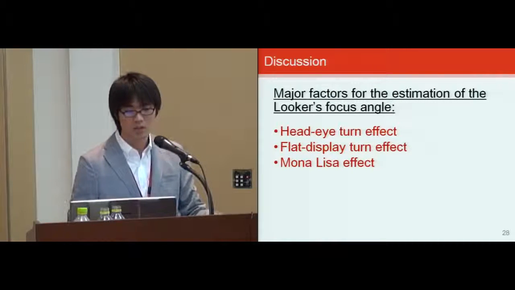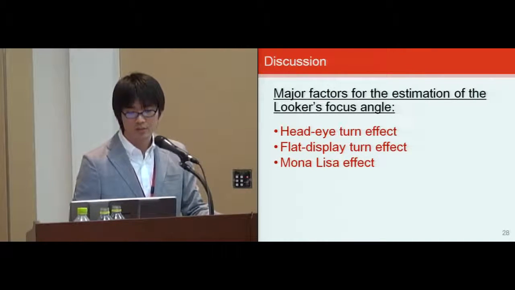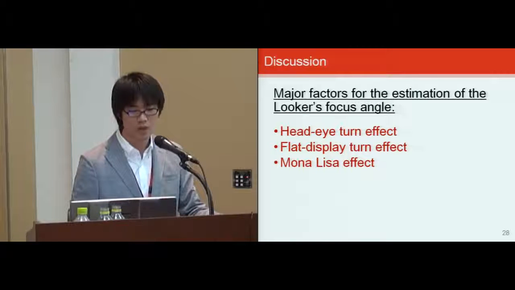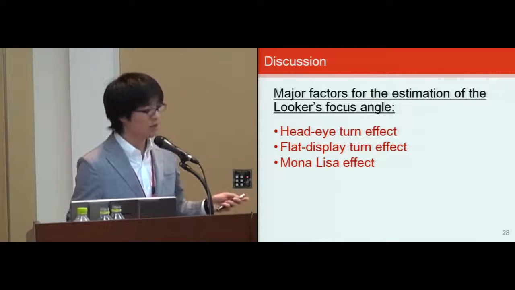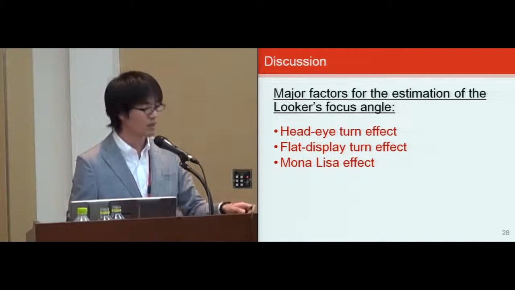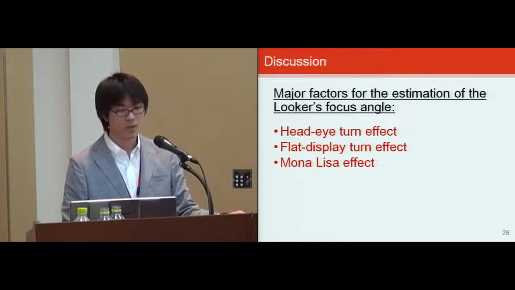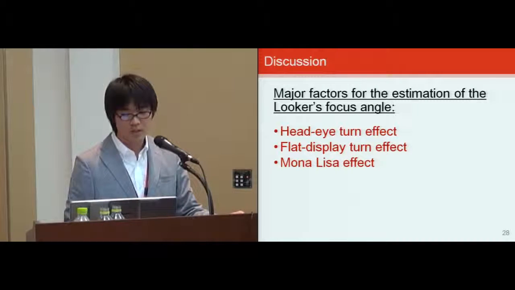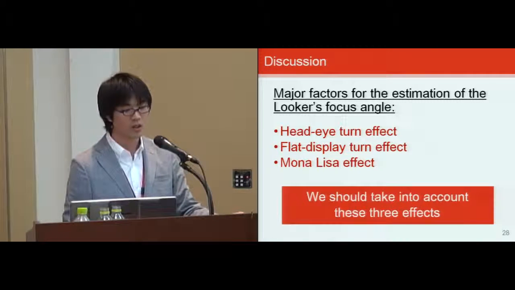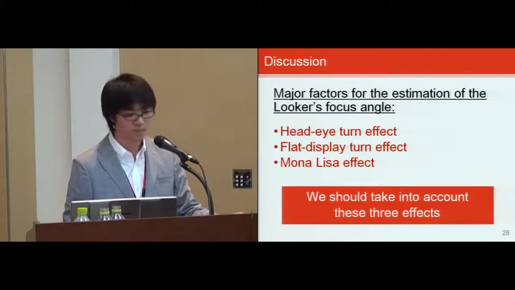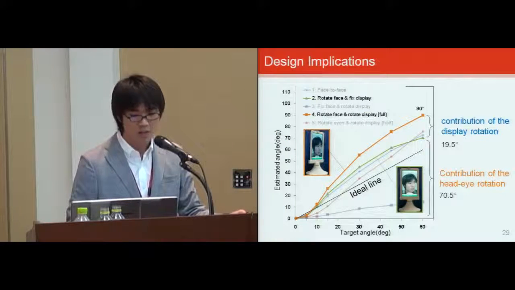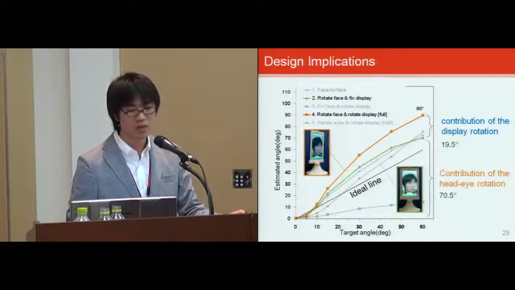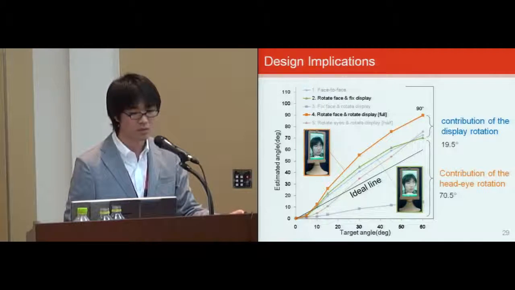To summarize the discussion, it is clear that the major factors which made these results were the head-eye turn effect, the flat display turn effect, and the Mona Lisa effect. Therefore, when we design a telepresence system, it is very important to take into account these three effects. For example, here's one proposal for a telepresence robot to minimize the overestimation.